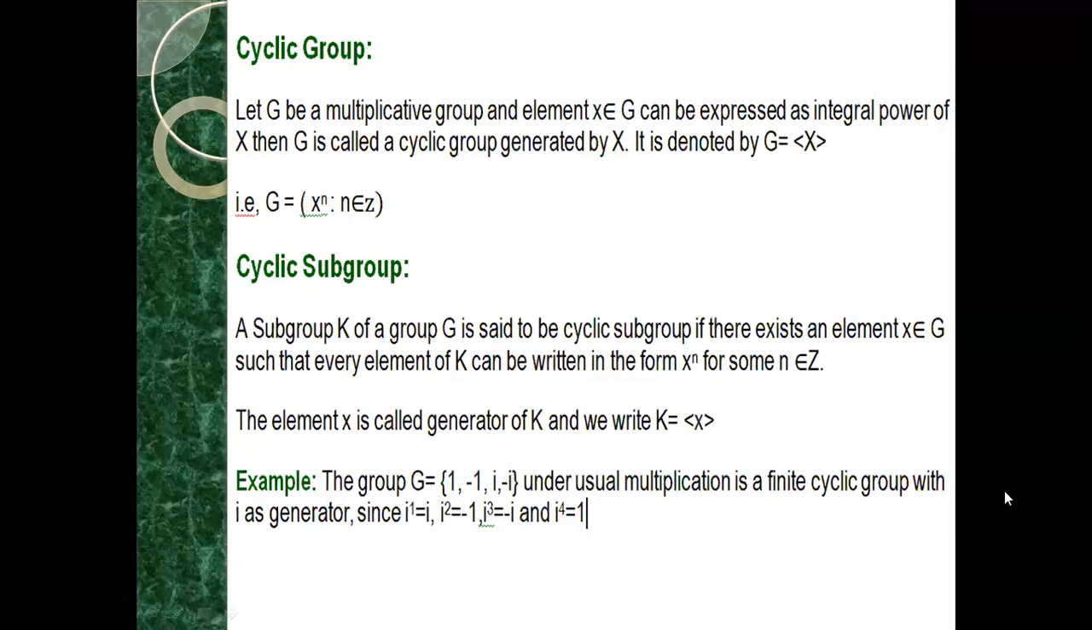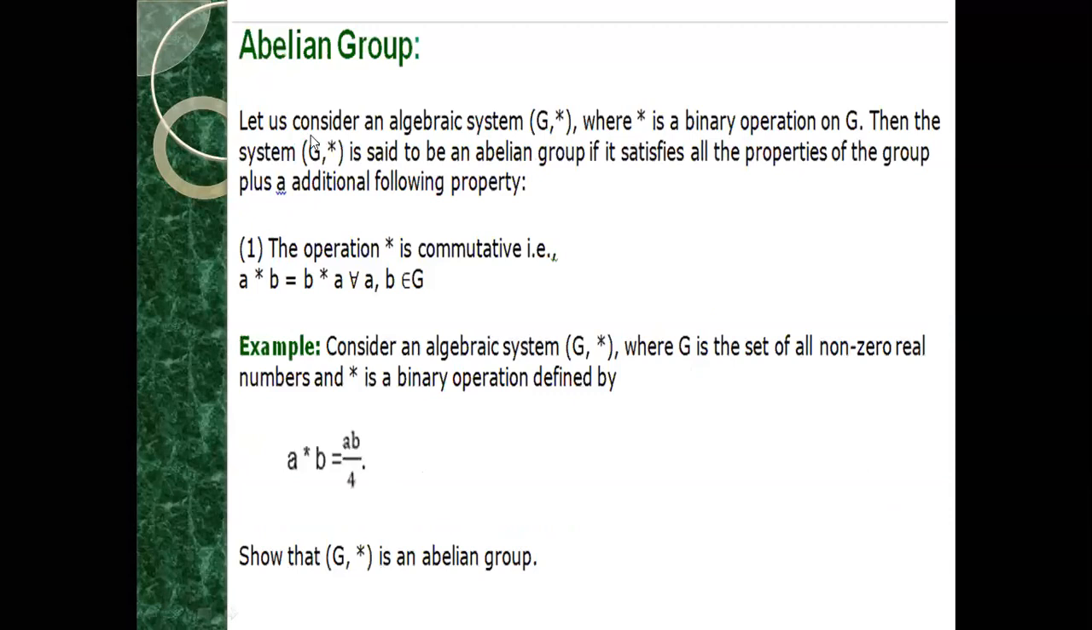So next one, abelian group, you already know from the previous class. So once again recall this definition here. So let us consider an algebraic system (G, star), where star is a binary operation on G. Then the system (G, star) is said to be an abelian group if it satisfies all the properties of a group plus an additional following property. So what is that additional property?